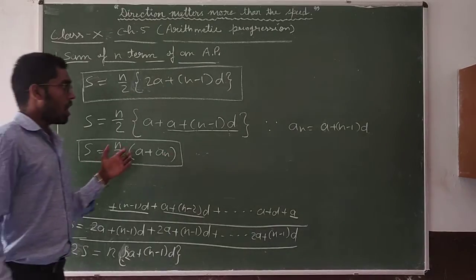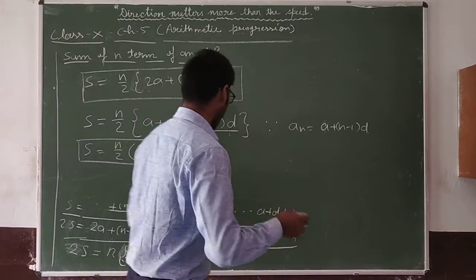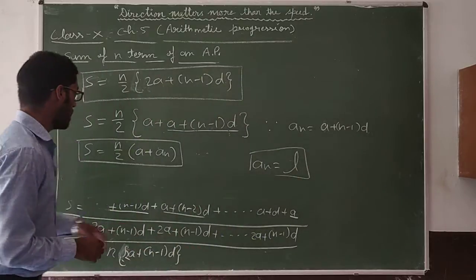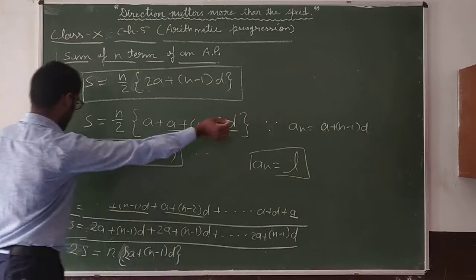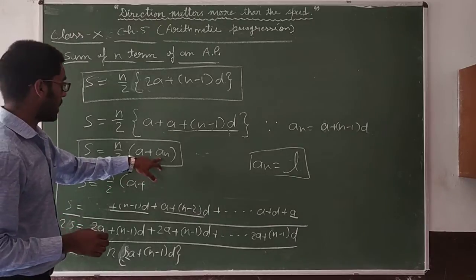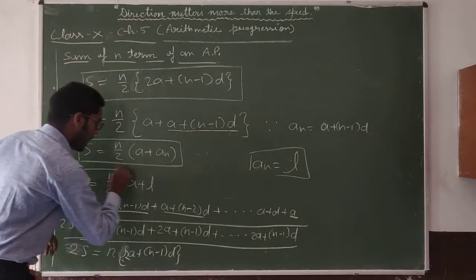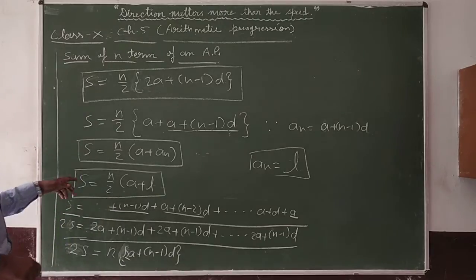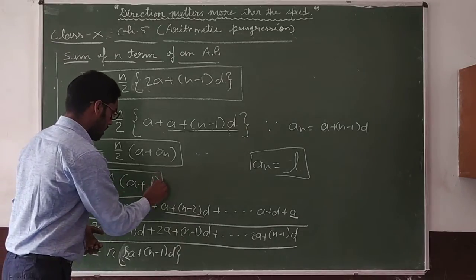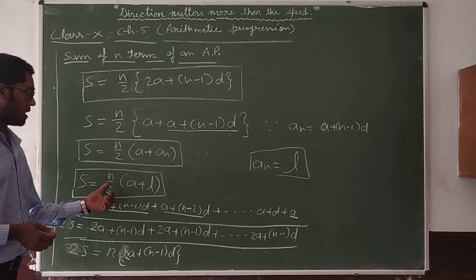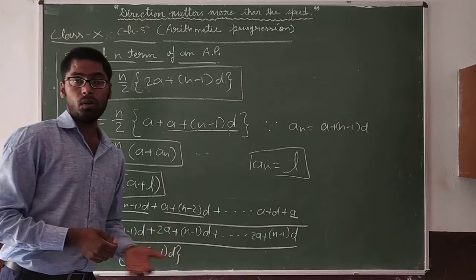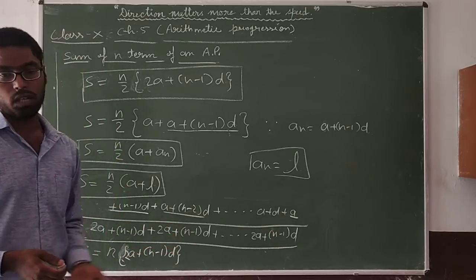In the previous video I explained that an is also called the last term, that is l. So you put the value of an as l: S is equal to n by 2 into a plus l. When the last term is given, you will find the sum of the first n terms as n by 2 into a plus l. So this is another formula which you will solve with. Let us see a few examples and then the exercise.